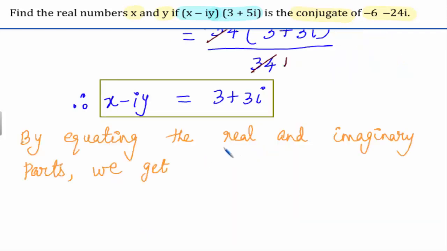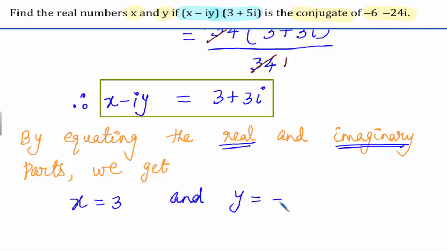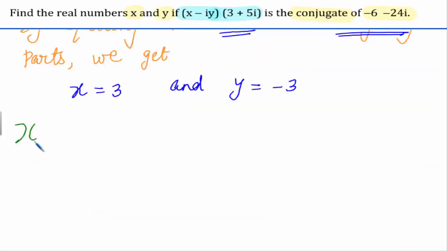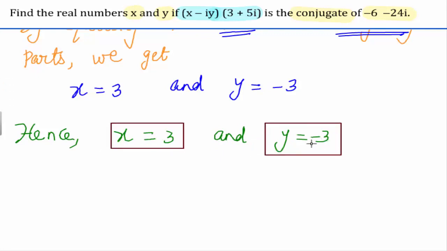Now, by equating the real and imaginary parts, we get x is equal to 3 and y is equal to minus 3. Hence, we have found the value of x as 3 and y as minus 3. This completes the solution.